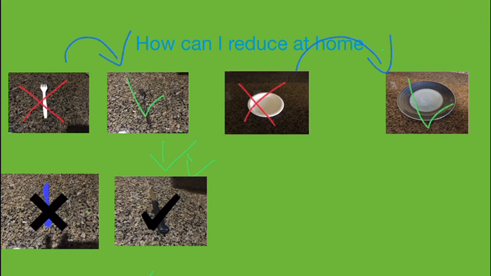What does reduce mean? Reduce means to use something less. For example, instead of using plastic forks, use metal forks. Instead of using plastic plates, use glass plates. And instead of using plastic knives, use metal knives.